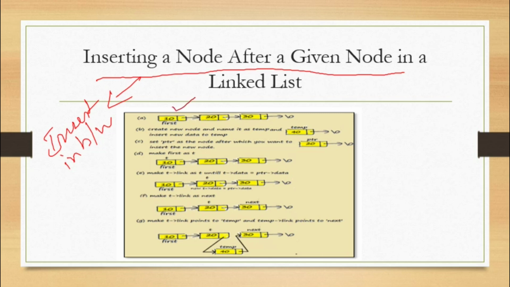You already have a list here with three nodes, and first is always pointing to the first node. Next, I create one node called temp, and I put the data for that as 40. Then I need one more pointer, ptr, which is of type node. Set the pointer to the node after which you want to insert the new node. Remember, this is what you are inserting.